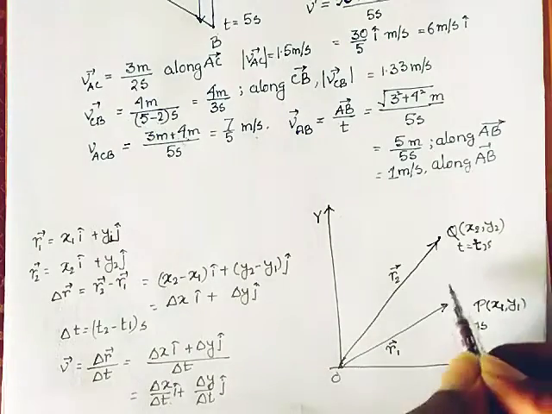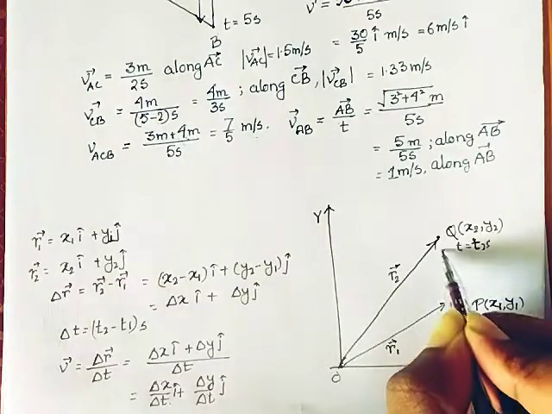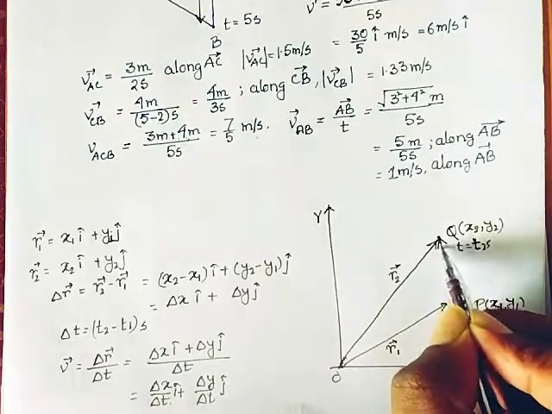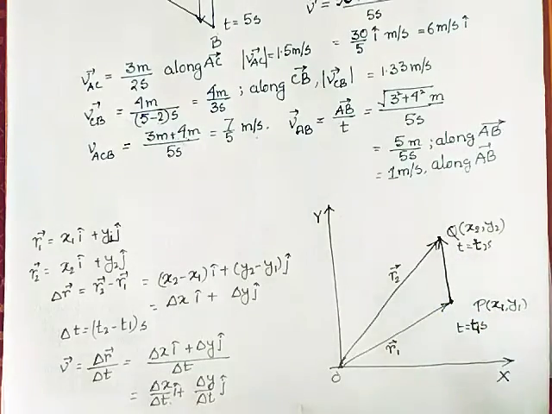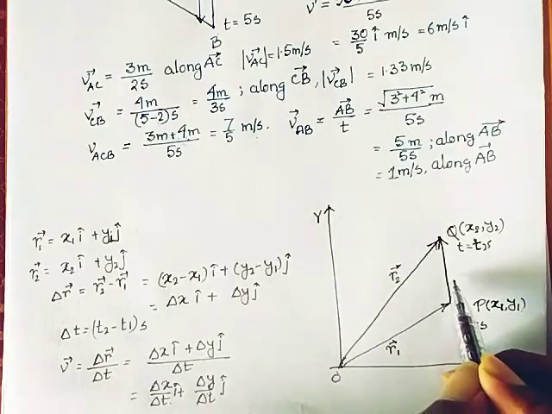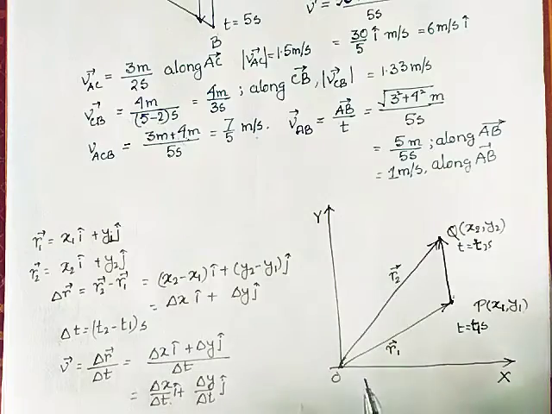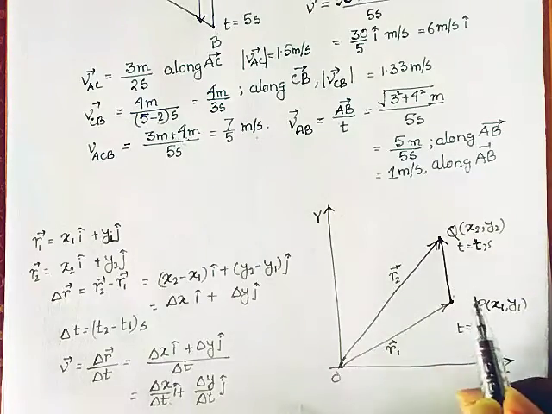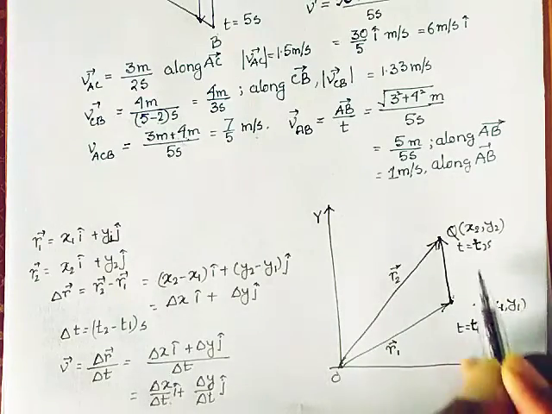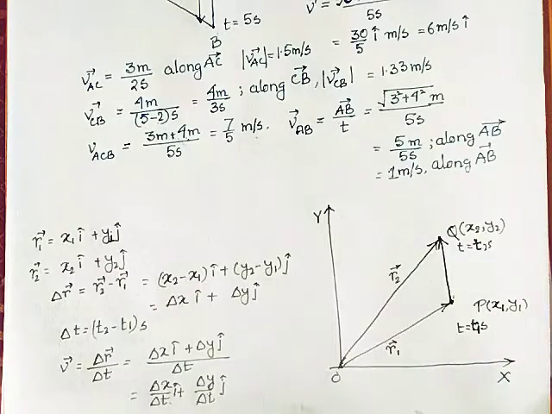Basically this thing represents the velocity of the particle in moving from here to here. This is a time interval, that is del t from t1 to t2. It is a large interval.